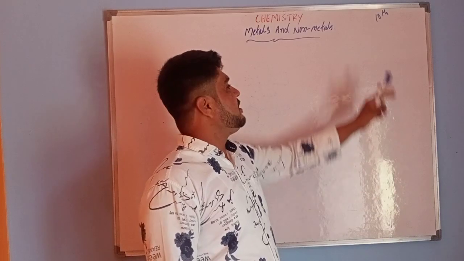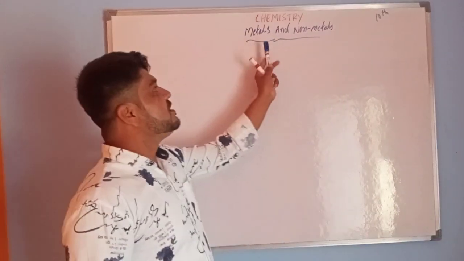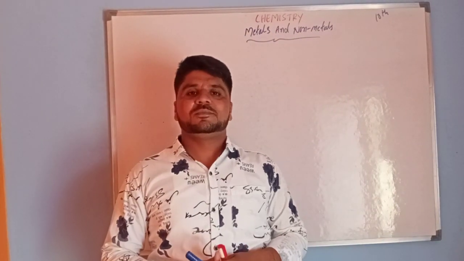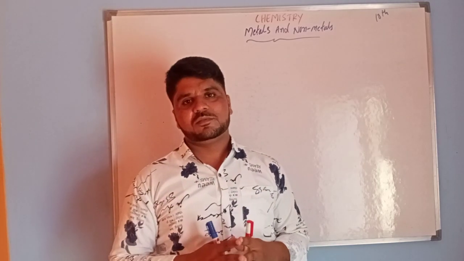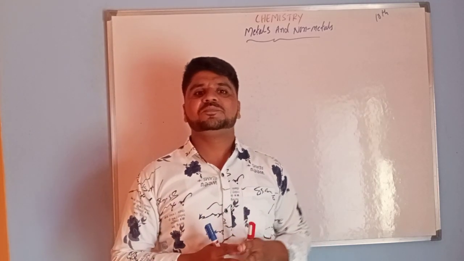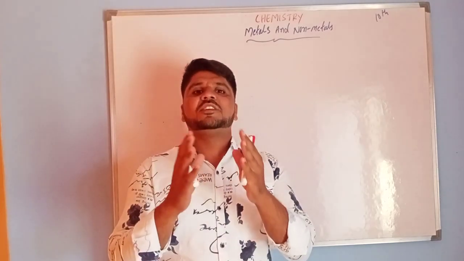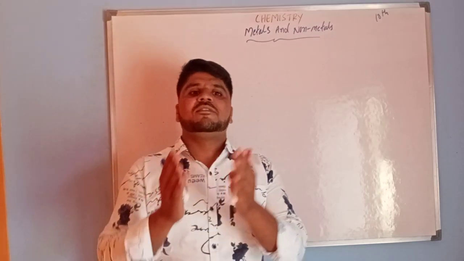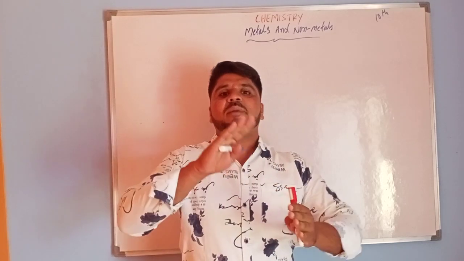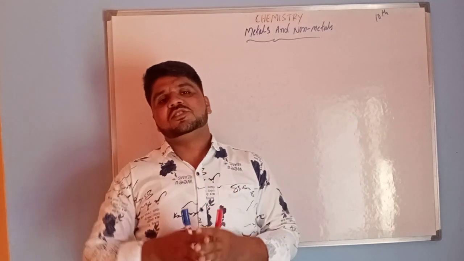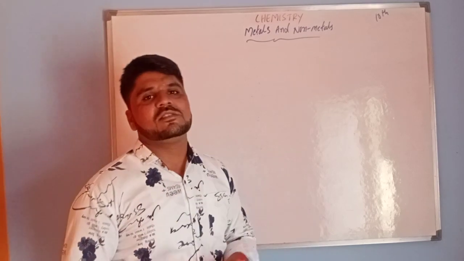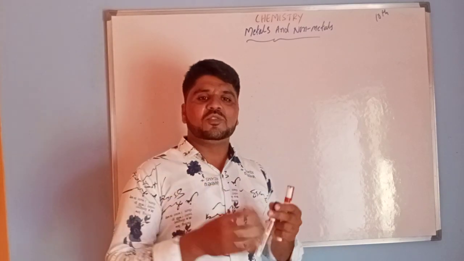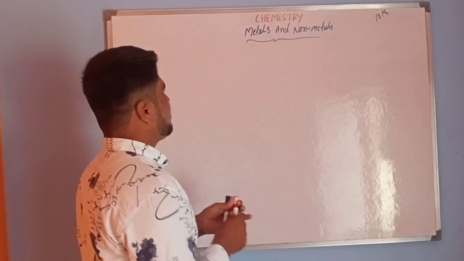This is for 10th students and the chapter is metals and non-metals. In the last class we discussed the ionic compounds. So what is meant by ionic compounds, ma'am? The compounds formed by the transfer of electrons from the metal to non-metal are known as ionic compounds. So in this class I am going to discuss the properties of ionic compounds.